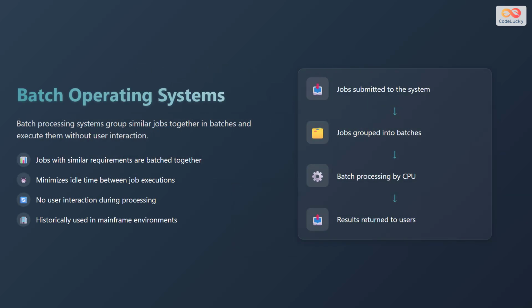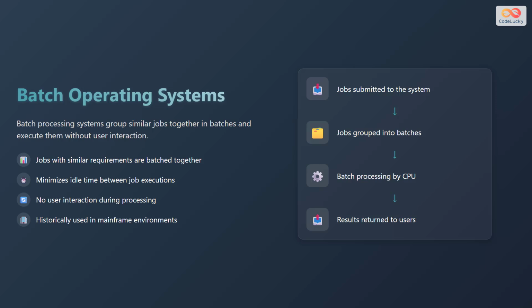Let's start with batch operating systems. These systems group similar jobs together into batches. Once a batch is formed, it is executed without requiring any user interaction. Imagine submitting a stack of punch cards to a mainframe computer, and it processes them one after the other without stopping for input. A key advantage of batch processing is that it minimizes the idle time between job executions, ensuring that the computer is constantly working.